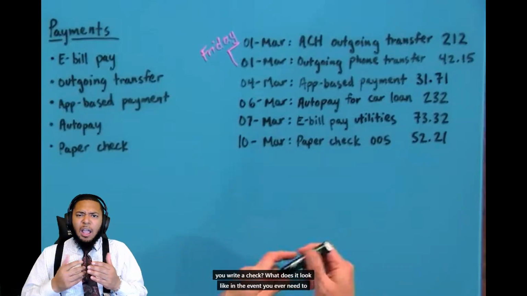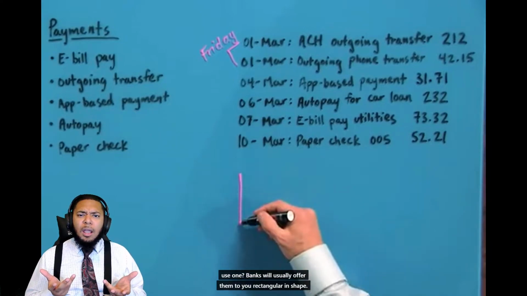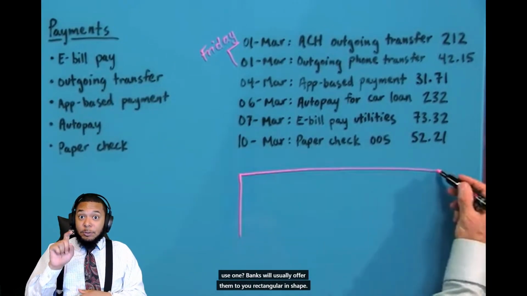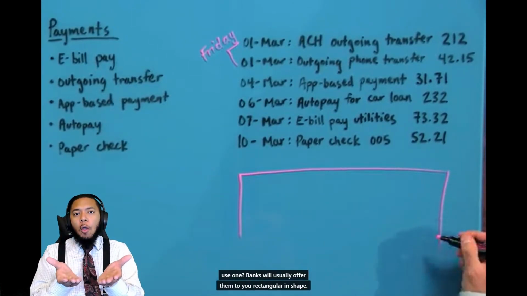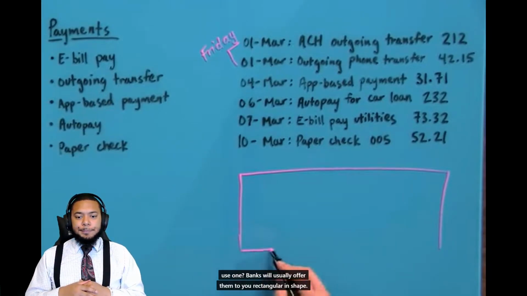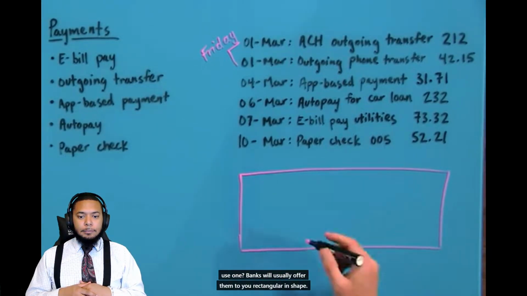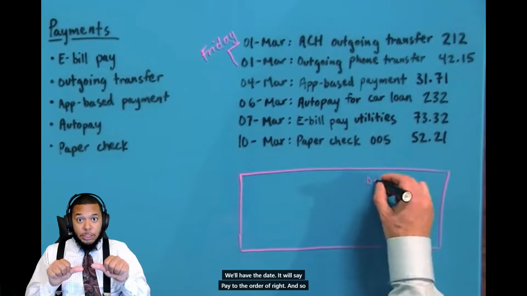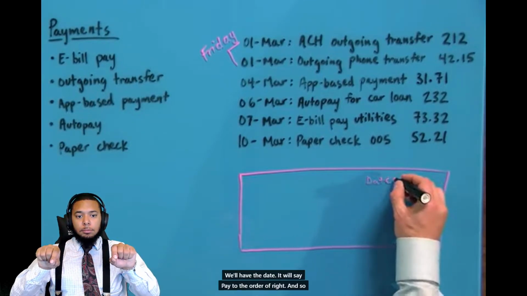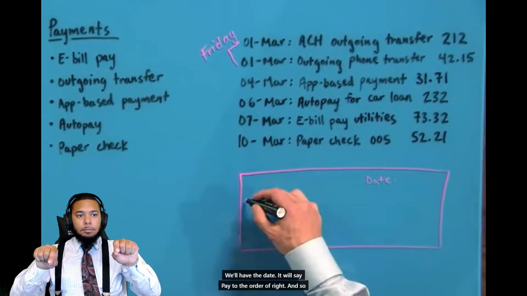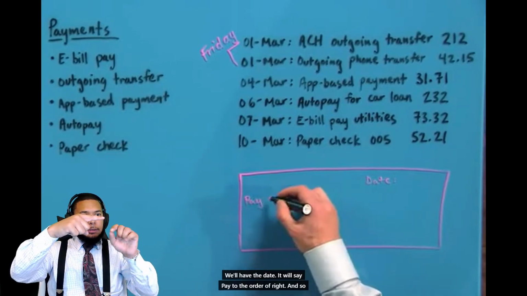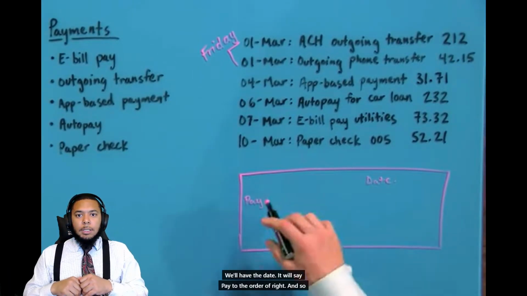So how do you write a check? What does it look like? In the event you ever need to use one, banks will usually offer them to you. Rectangular in shape. They'll have the date. It will say, pay to the order of, right?